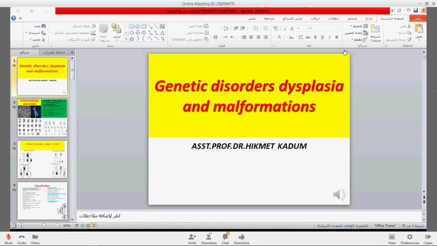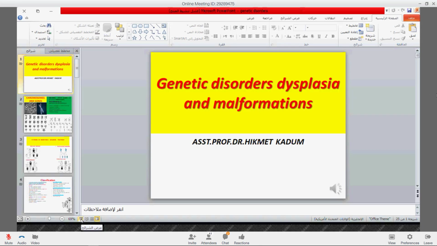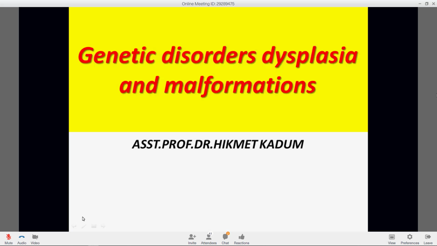السلام عليكم. راح نكمل محاضرتنا Genetic Disorder Dysplasia and Malformation. Genetic disorders, dysplasia and malformations.